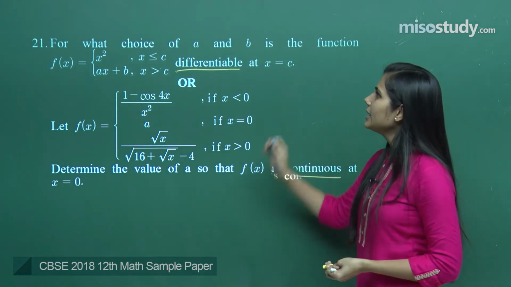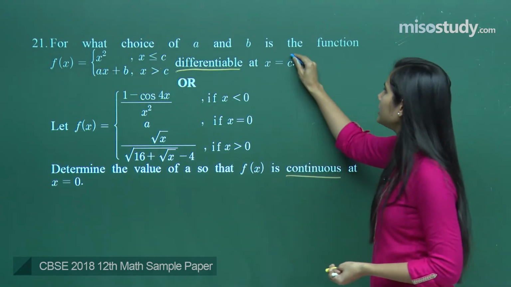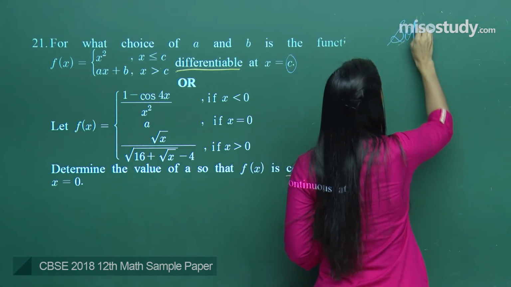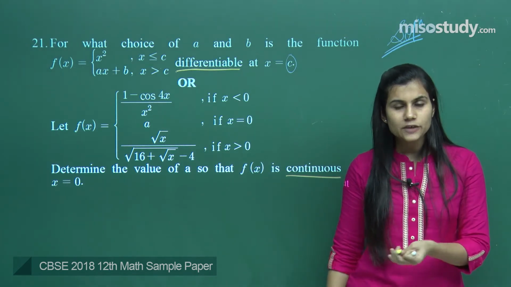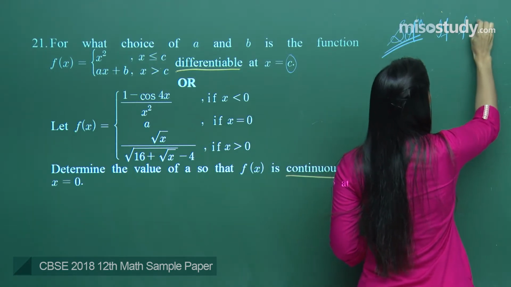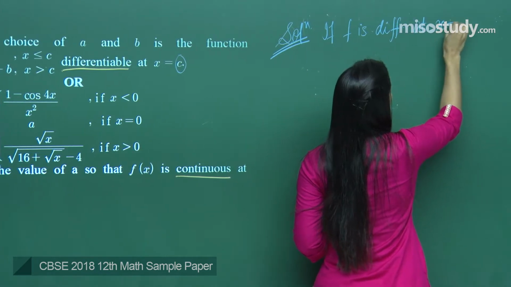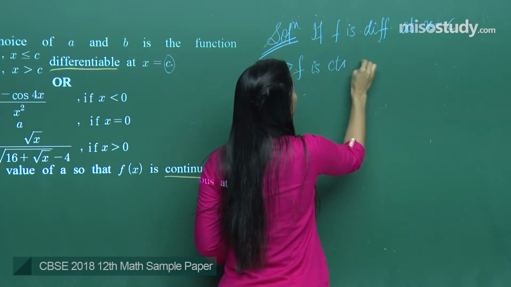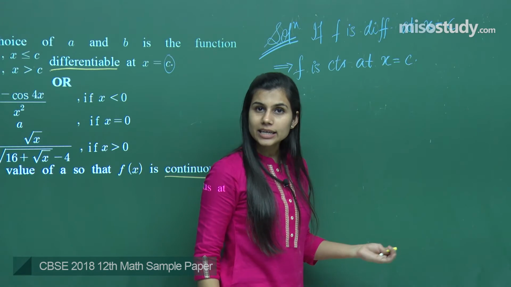The question says, give me the values of a and b for which this function is differentiable at a point C. So, I am given that this function is differentiable at C for a certain a and b. If f is differentiable at x equals C, this implies f is continuous also at x equals C. As I just said, differentiability implies continuity.